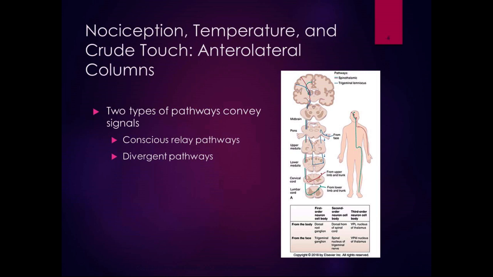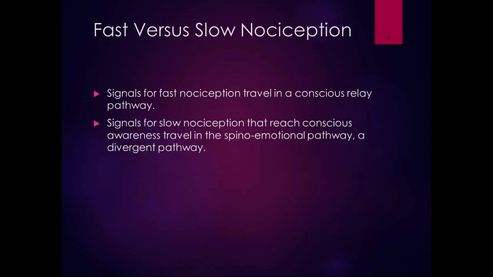There are 2 types of pathways that convey signals in the anterolateral column. One of them is part of the conscious relay pathways that we talked about in the last section, and the other one is part of the divergent pathways. So signals for fast nociception travel in a conscious relay pathway. Signals for slow nociception that reach conscious awareness travel in the spinolimbic or spinal emotional pathway, which is a divergent pathway.